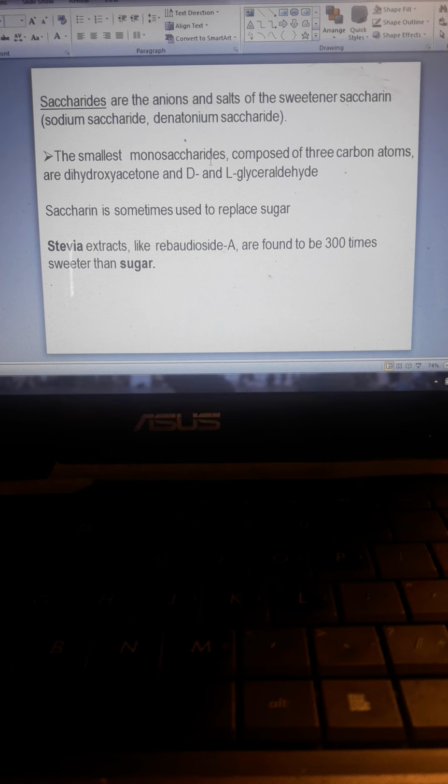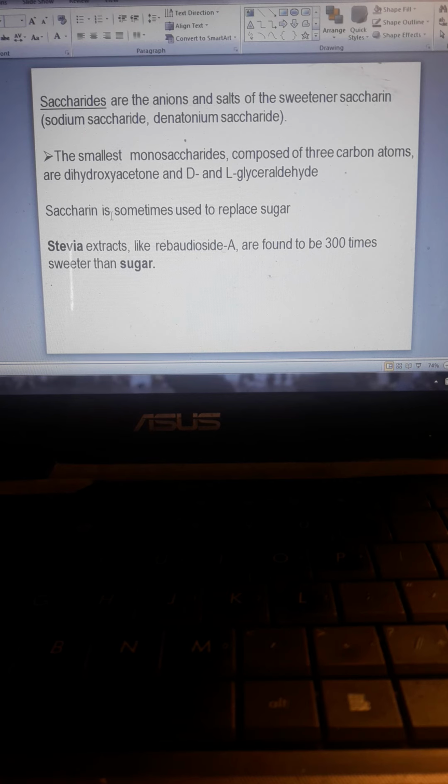So the smallest monosaccharides are composed of 3 carbon atoms. We have dihydroxyacetone, and the dextro and levo glyceraldehyde. Actually, these two compounds of sugars or monosaccharides are isomers of each other, or stereoisomers.